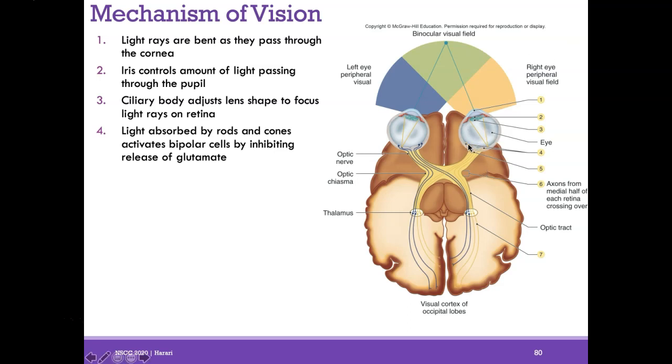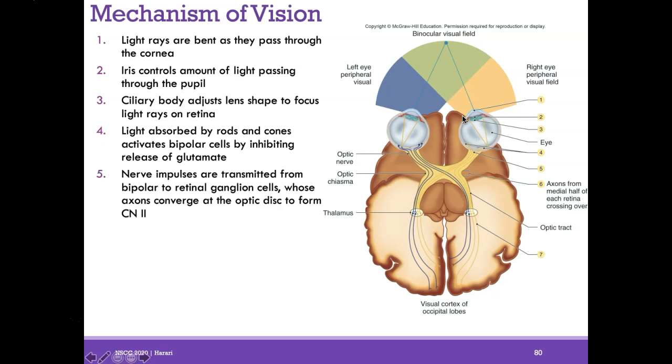As the light hits the retina in the right place, the light is absorbed by the photoreceptors, the rods and cones, which activate bipolar cells by inhibiting the release of glutamate. By inhibiting the release of glutamate, the retinal ganglion cells are then activated and transmit to cranial nerve 2. So the nerve impulses go from the bipolar cells to the retinal ganglion cells, whose axons converge at the optic disc to form the optic nerve.